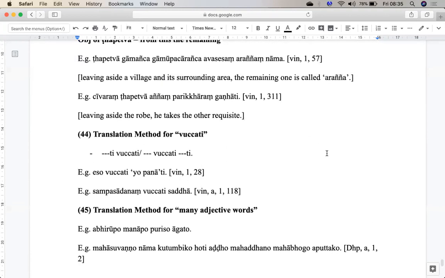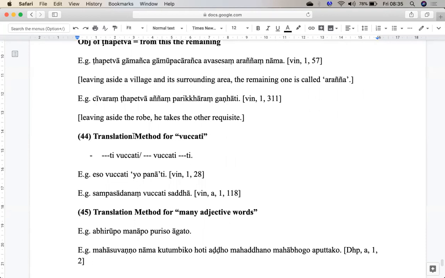I will move to the 44th method next. This one is also a bit important. So, the translation method for the Wojeti. Whenever we see Wojeti, the meaning of Wojeti is 'it is said that'.